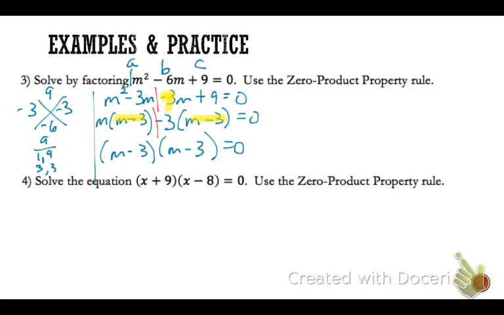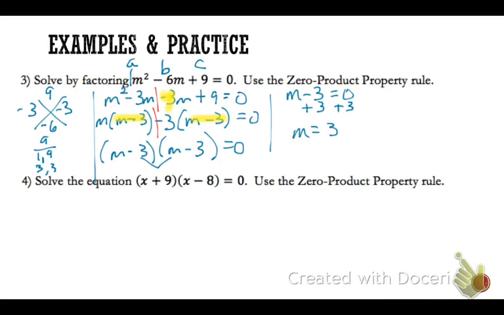Now our very last step is to set them equal to 0 and solve. If our expressions are the same, and sometimes they will be, you only need to set one of them equal to 0, because you're going to get the same thing. Alright, so our one solution is where m is 3.